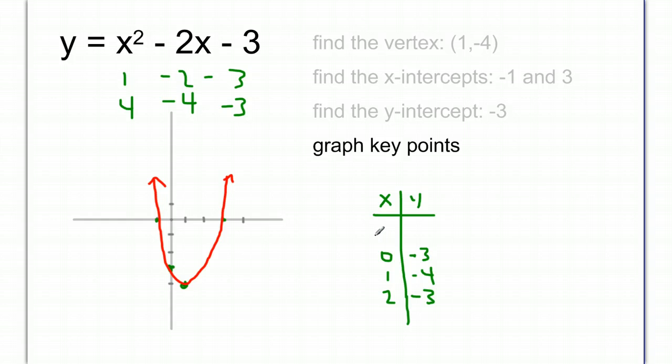And if I went one step further, if I went up to negative 1 and to positive 3, I would actually find that both of those go to 0 because those are our x-intercepts. So they should go to 0. And so it's nice to graph your key points to get the basic shape, but it's not a bad idea to make a table to validate that you actually did it right and make sure your other points are all correct.